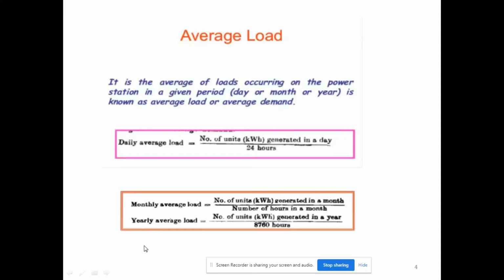Daily average load is number of units generated in a day by 24. Monthly average load means number of units generated in a month by number of hours in a month. Yearly average load is number of units generated in a year by hours in a year. Here units means multiplication of load and hour.